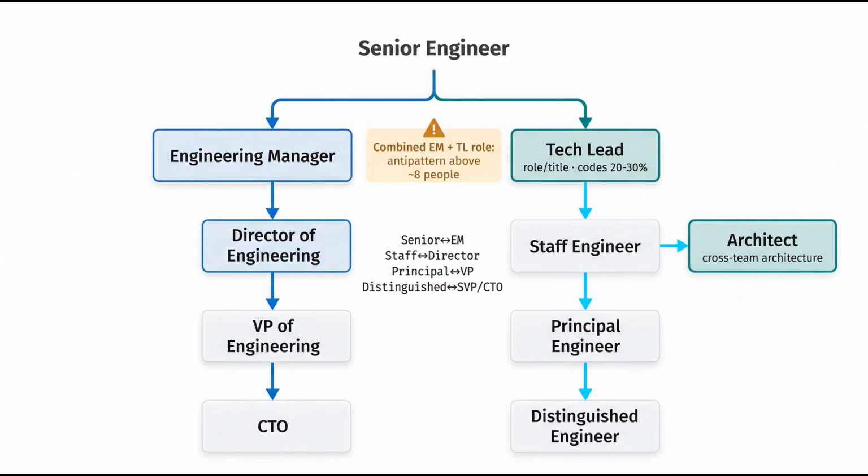The critical difference. The EM talks to people about their growth, goals, and blockers. The tech lead talks to people about architecture, technical debt, and implementation decisions. The EM doesn't define database details. The tech lead doesn't approve vacation requests.